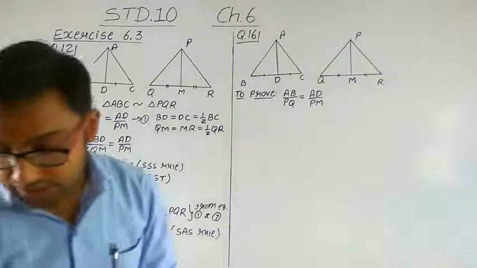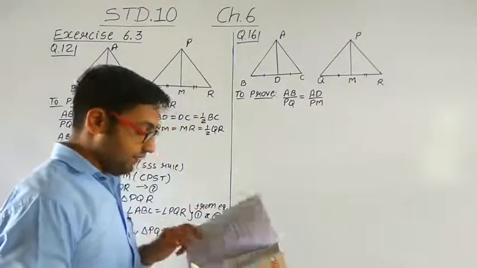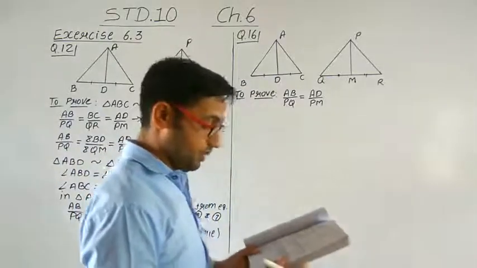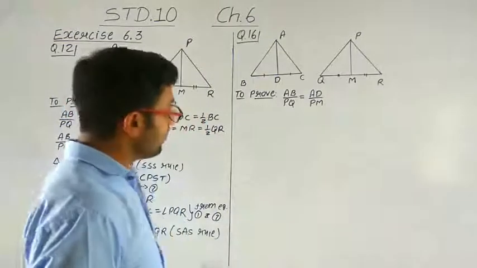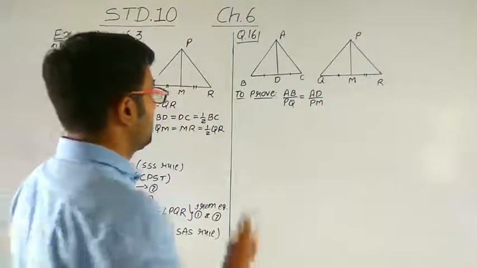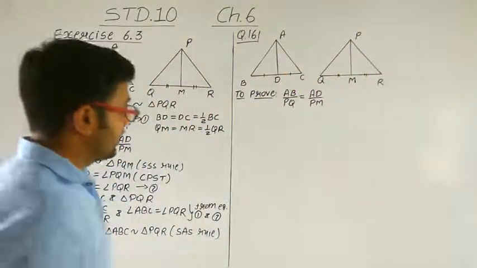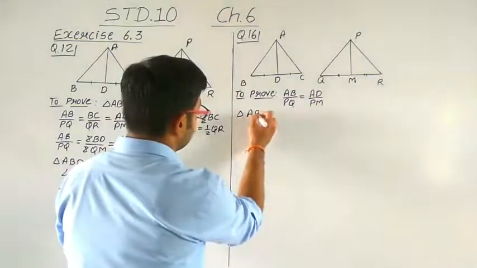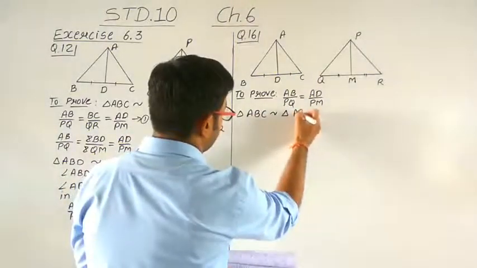Let us study question number 16. Here also we have two triangles. If AD and PM are the medians of triangle ABC and PQR respectively, where triangle ABC is similar to triangle PQR, we have to prove that AB upon PQ is equal to AD upon PM. The given condition is that triangle ABC is similar to triangle PQR.